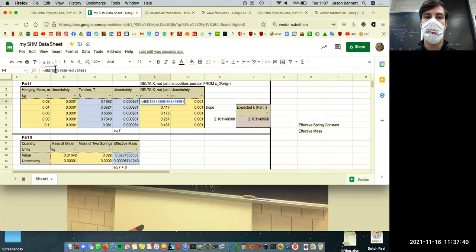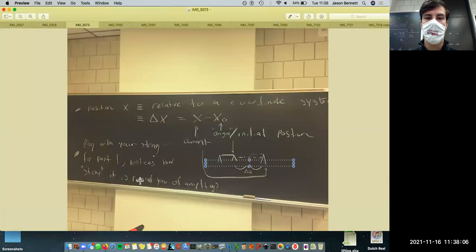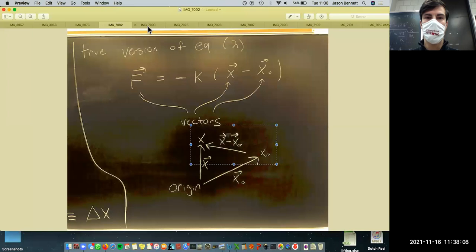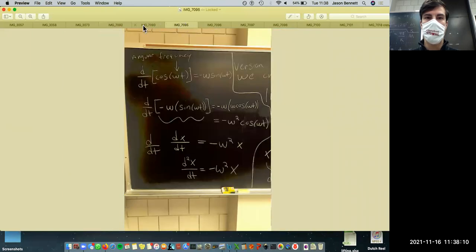So here, the right edge of my cart was at 850 millimeters, and then it was at 943. So I take the difference between the two of those. I'm just converting it to meters because I think it's easier. Okay, that is that. So that's Hooke's law.